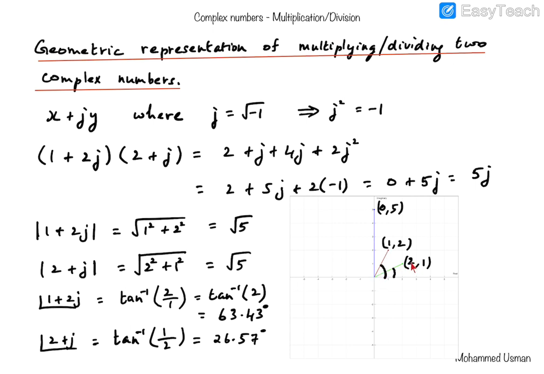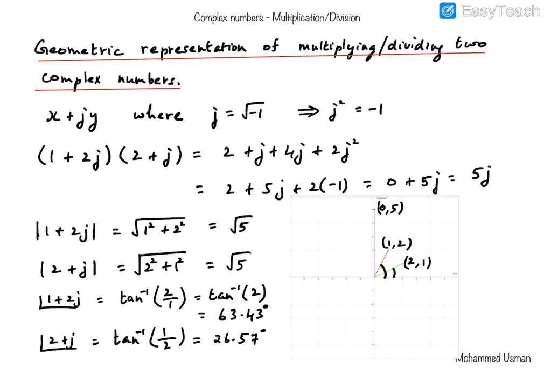Now what we notice here is that when we multiply the complex number 1 plus 2j with the other complex number 2 plus j, the resulting complex number which we got is 0 plus 5j. We can observe that two effects have taken place as a result of this multiplication. One is that the result has a change in its length. So this is a longer line. It could be shorter also, but in this particular case we see that the length of this line after multiplication has changed. So there is a scaling effect.